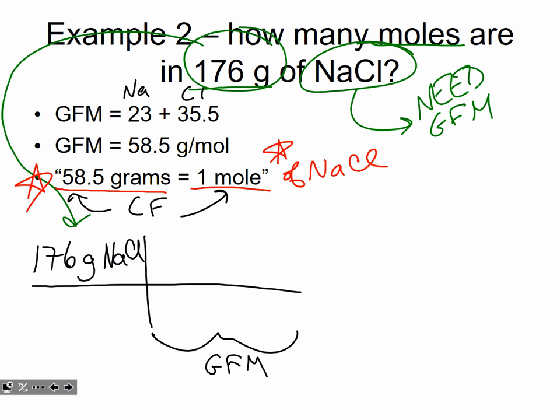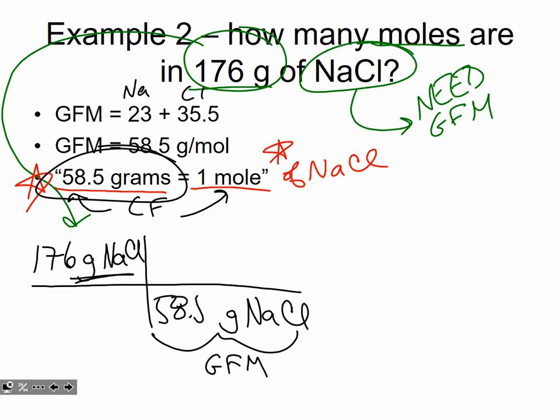What unit is going to go bottom right? Same unit that went top left. It's always the exact same unit. So I'm going to do grams NaCl. That way the grams of NaCl will cancel. How many grams of NaCl? That's what the gram formula mass tells you, 58.5 grams of NaCl. 58.5 grams of NaCl is equal to what? It's equal to 1 mole of sodium chloride. So that's what's going to go on the top. So grams of NaCl is going to cancel out.